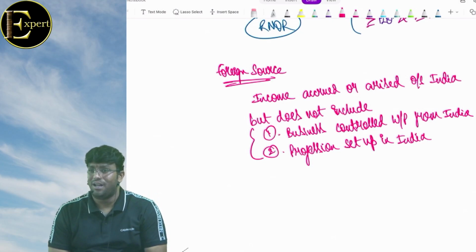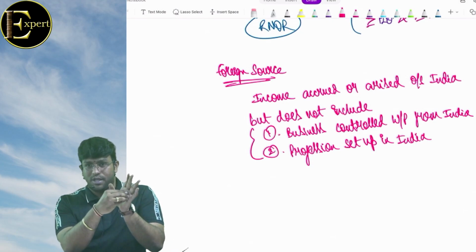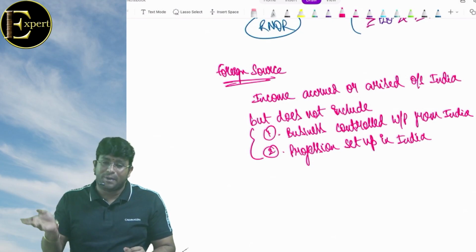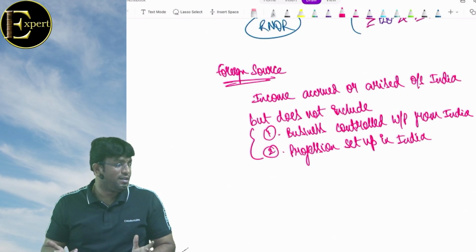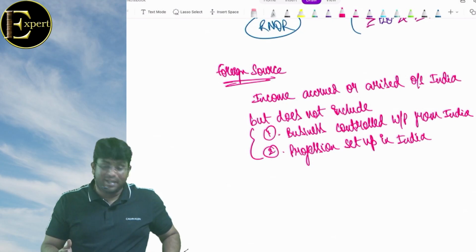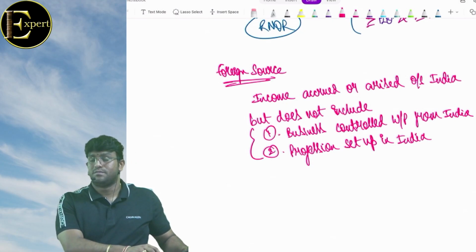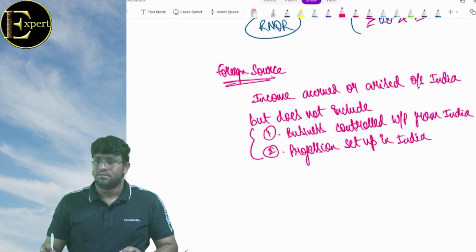Did you get my point? So I repeat again. Total income other than foreign source should be more than what? 15 lakhs. These two are not covered in foreign source, meaning for the 15 lakh calculation, we will include these two. Is everyone understanding? Are we clear with this point, everyone? Clear? Sure? 100%.